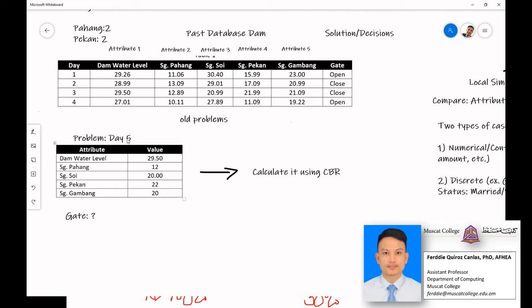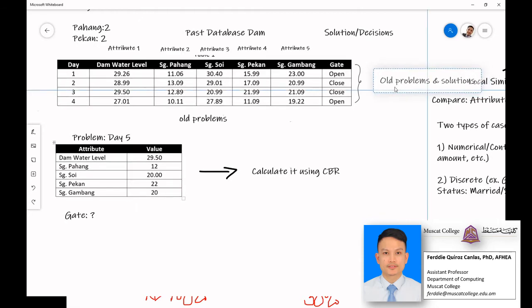So now our problem is on day 5. What do we need to do for the gate? Are we going to open or are we going to close? Same principle as with CBR. If you remember, CBR will try to propose a solution to our new problem by looking at the old problems. What is written here are actually old problems and solutions. What is recorded here are our old problems and solutions.